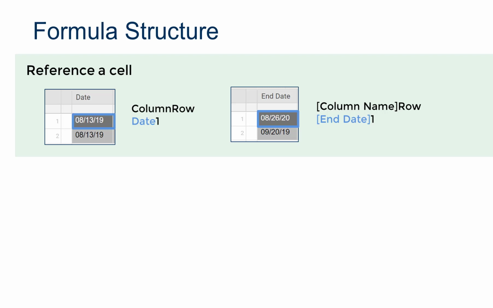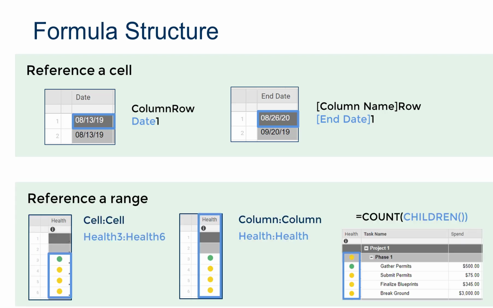To start at the top, anytime that you need to reference a cell in a formula in Smartsheet, you're going to use the name of the column as well as the row number that that cell is in. And you can see 2 different examples of that on my slide, depending on whether your column name has 1 word or is longer than that.